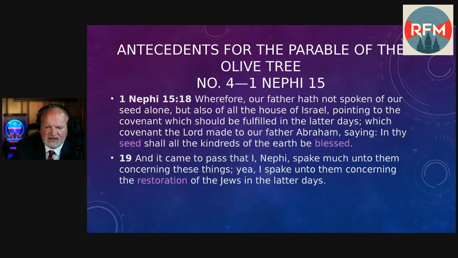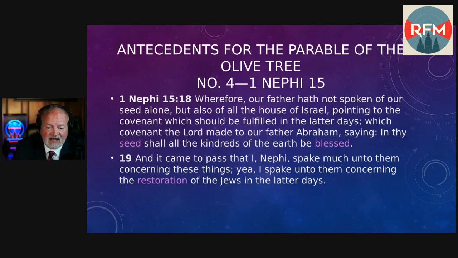Continuing in 1 Nephi 15, wherefore our father hath not spoken of our seed alone, but also of all the house of Israel. Remember, it wasn't just that one branch that was put in a plot of ground. It was several branches that were taken in the parable in Act 1. Remember the beginning, and planted in different parts of the vineyard. So this is not about our seed alone, but also of all the house of Israel, pointing to the covenant which should be fulfilled in the latter days, which covenant the Lord made to our father Abraham, saying, in thy seed shall all the kindreds of the earth be blessed.